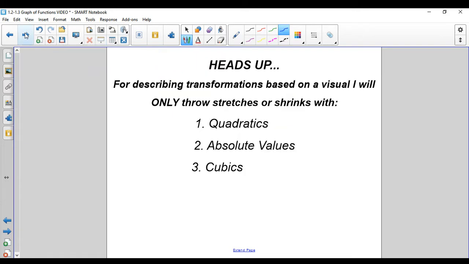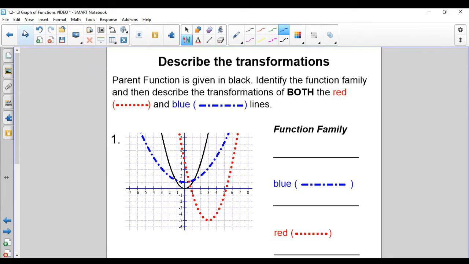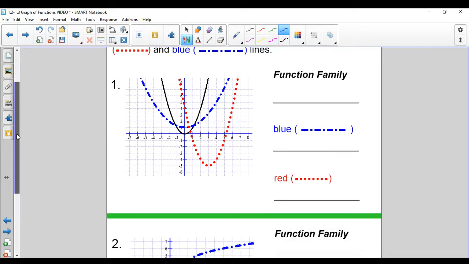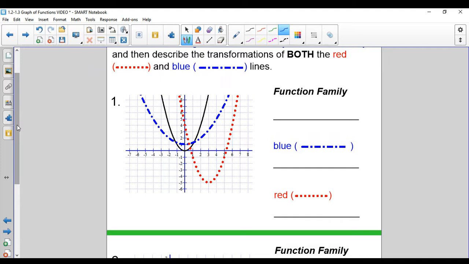Doing the same thing, but focus on graphs. All right. So I got the parent function in black. I got another function in the blue and another function in red there. First, I want to describe what the function family is. The function family in this one, we should know it's a quadratic. All right, so we have that. So function family is a quadratic.